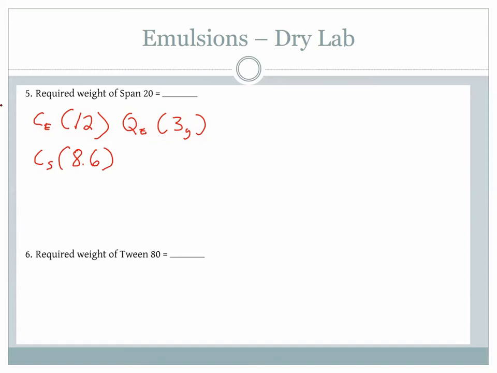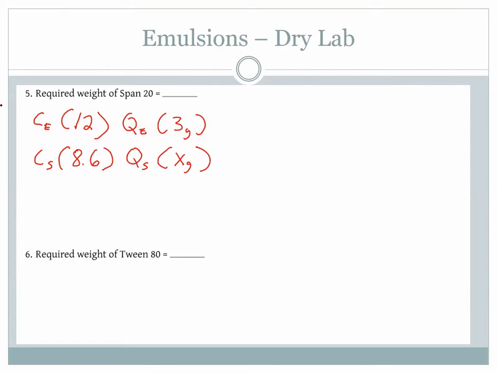Well, what is the quantity of that span? We don't know. That's what we're trying to figure out. So if we don't know it, let's put in an X, all right? And it would be X grams. So of my 8.6 Span 20, I don't know how many grams of that I need. I know the HLB will be 8.6.